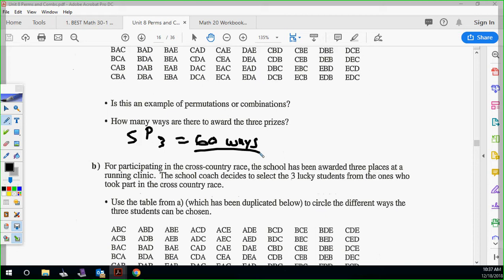Okay. Now, part B says for participating in the cross-country race, the school has been awarded 3 places at a running clinic. The school coach decided to select 3 lucky students to take part. So here it doesn't matter who gets selected first or second. They're selected to do the same job, right? They both get to be lucky.